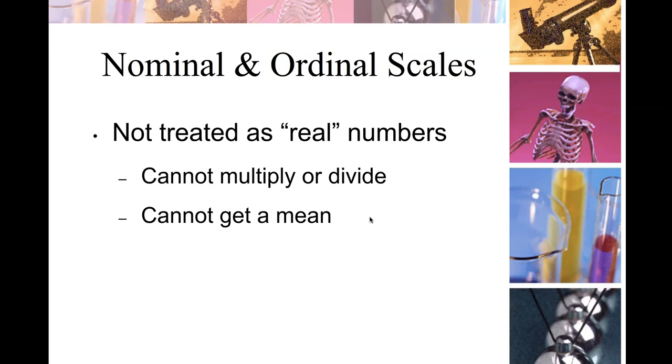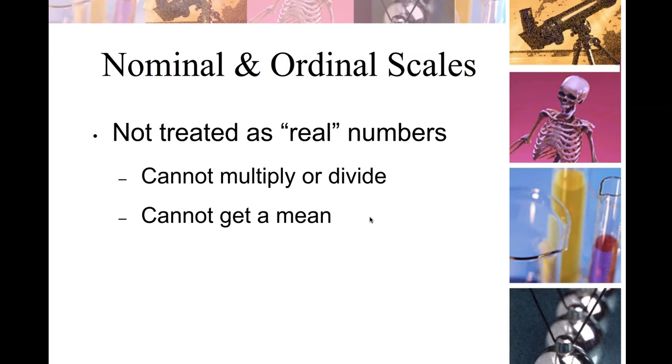Later on, when we talk about how we're going to do inferential statistics and decide whether there's a difference or not a difference, we're going to have to treat these really differently because they're not treated as real numbers. You can't multiply or divide, and you can't really get an average score. Certainly in nominal, there's no average score. And even in ordinal, you can argue that there's no average score either, because again, a 4 isn't really twice as good or twice as bad as a 2. It's just lower or higher. So, nominal and ordinal data are not going to be treated as being real numbers.